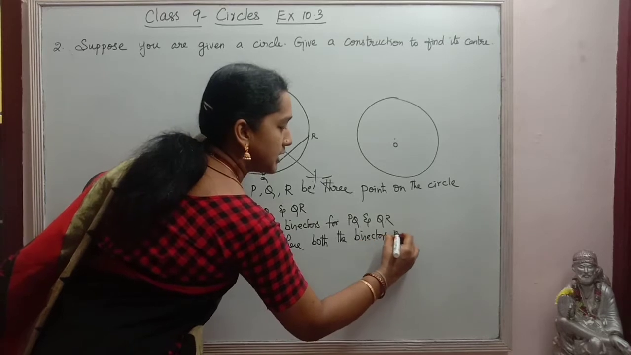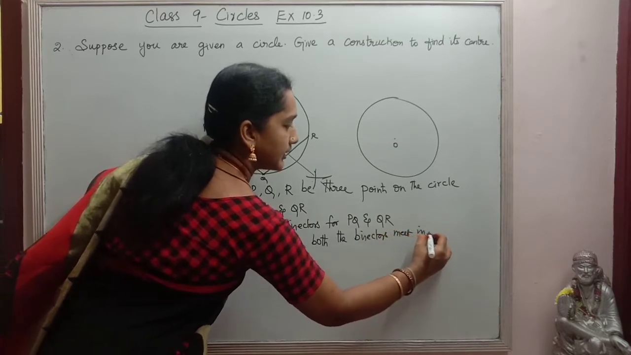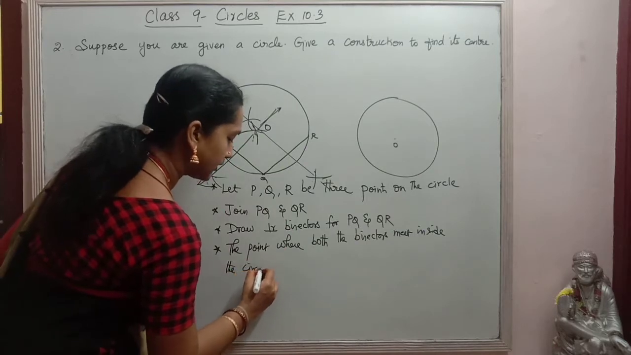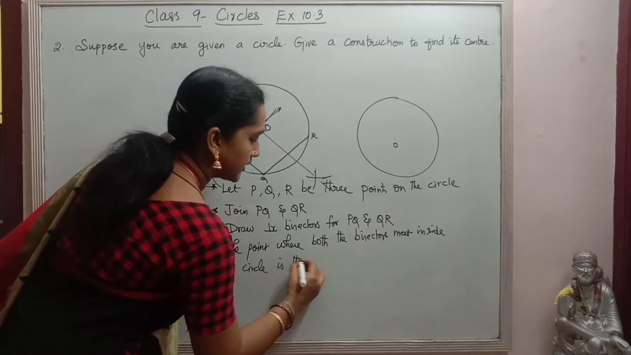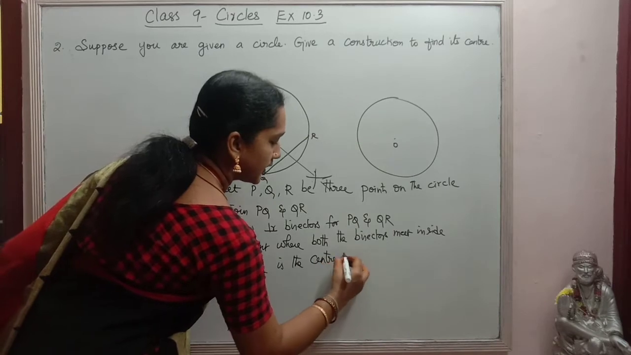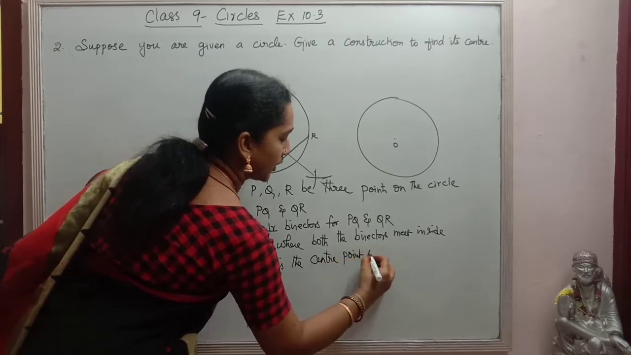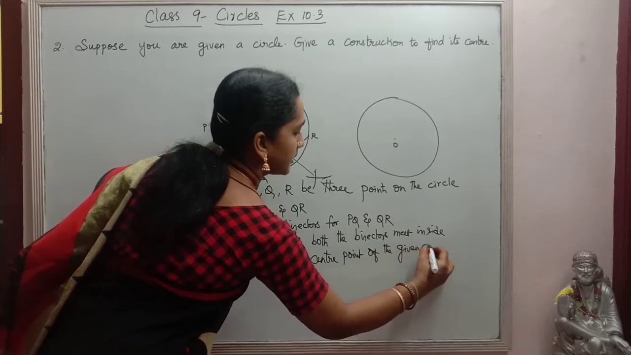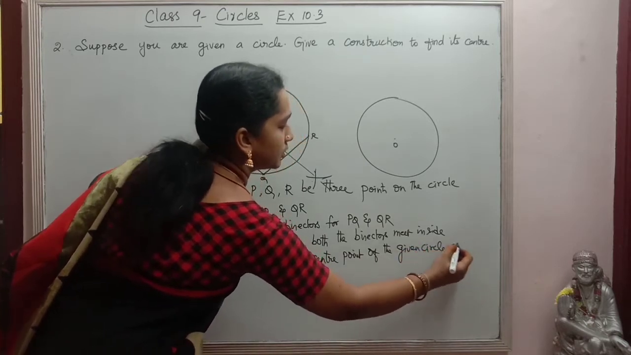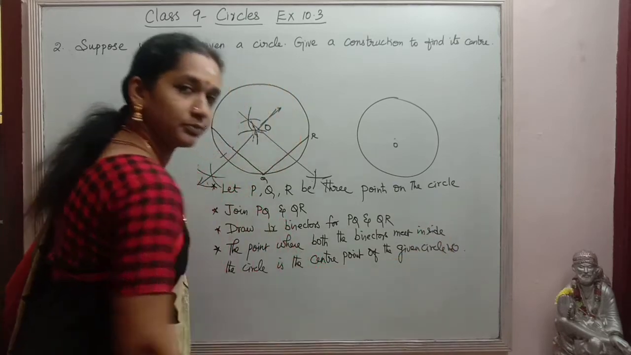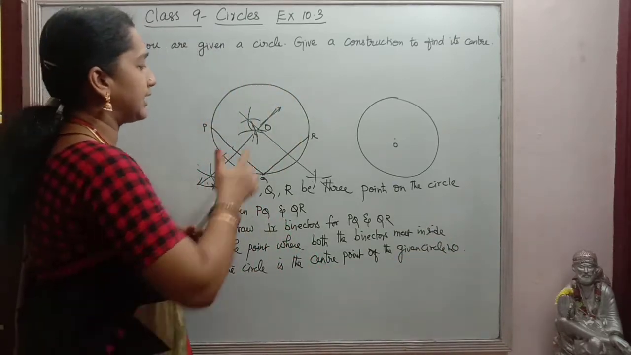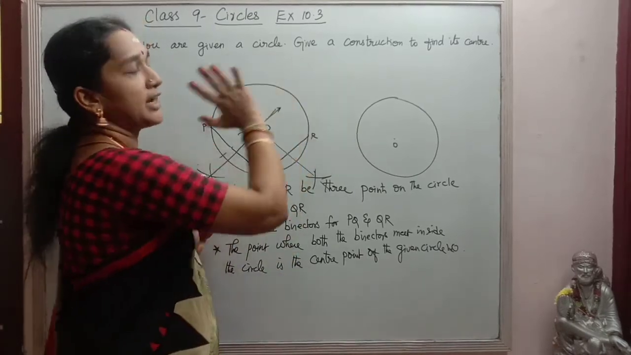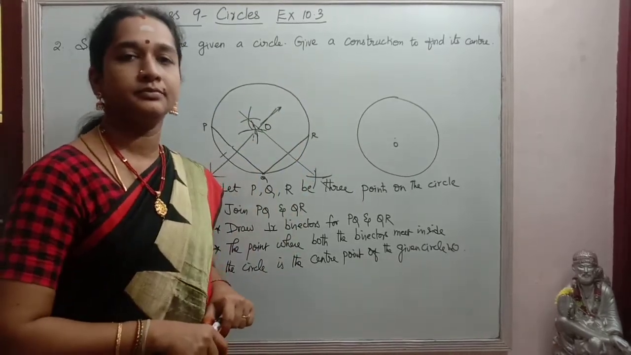bisectors meet inside the circle is the center point of the given circle. Center point of the given circle O. So we take that as the center point. Okay, this is how we have to find the center of any circle.